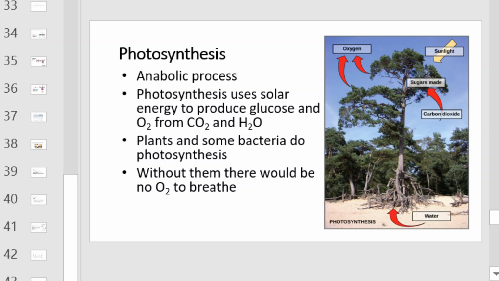Photosynthesis. Photosynthesis is an anabolic process. In photosynthesis, organisms use solar energy to produce glucose and oxygen from carbon dioxide and water. Plants and some bacteria do photosynthesis. Without them, there would be no oxygen to breathe.